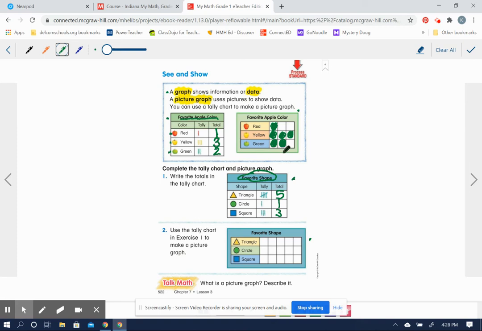But it says use the tally chart in exercise 1. This is exercise 1 to make a picture graph. How many people said triangle? 5. So I need to draw 5 triangles. 2, 3, 4, 5. And how many people said circle? 1. And how many people said square? 3.